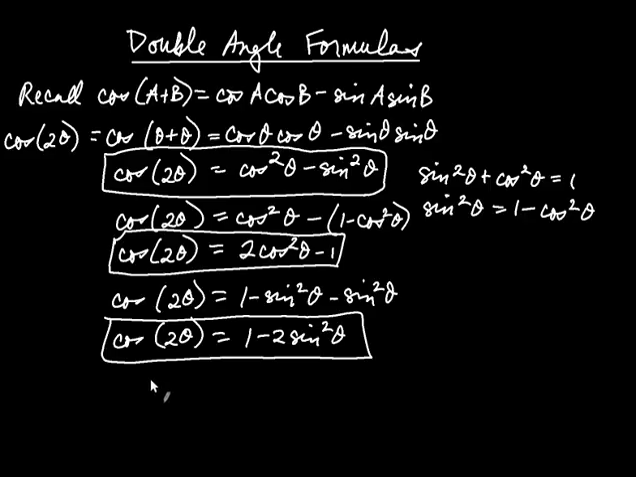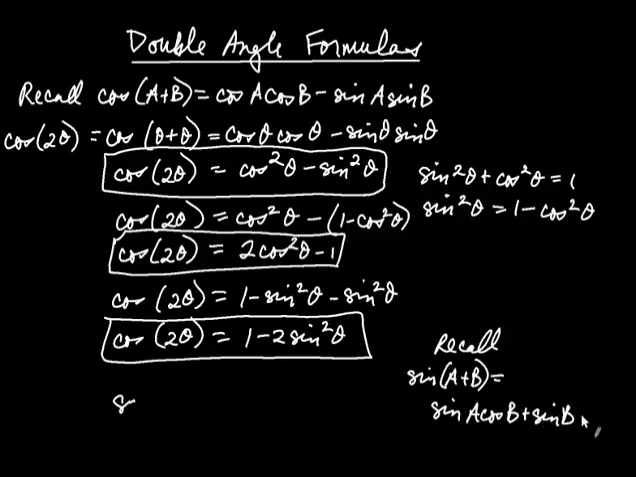Now, it turns out that there's also a double angle formula for sine. So let's play the same game. Let's recall that sine of a plus b is equal to sine of a cosine b plus sine b cosine a. So if you do the same thing and you write sine of theta plus theta, on the one hand, the obvious is that this is equal to sine of 2 theta, because theta plus theta is 2 theta.